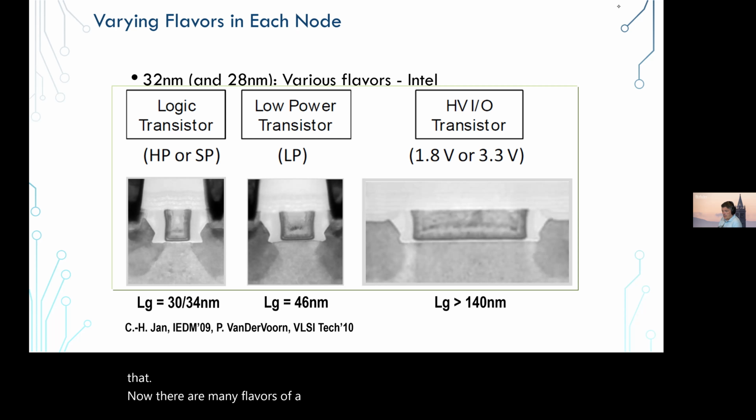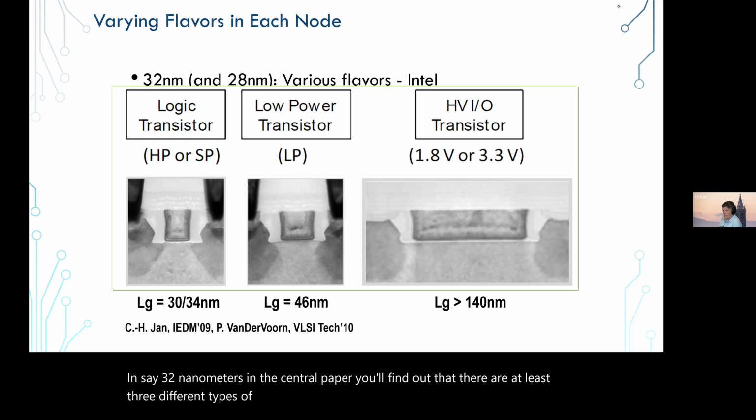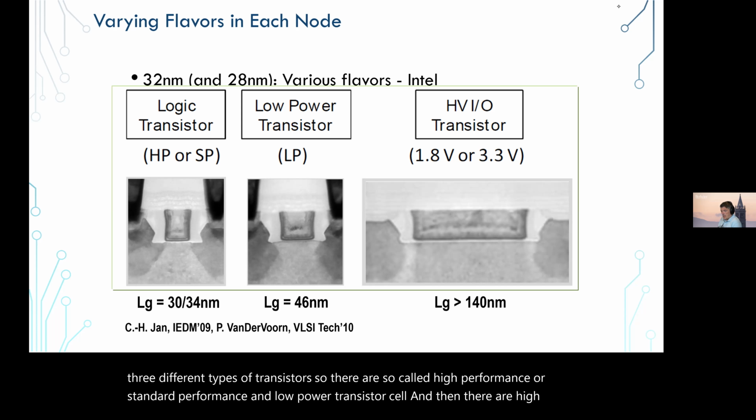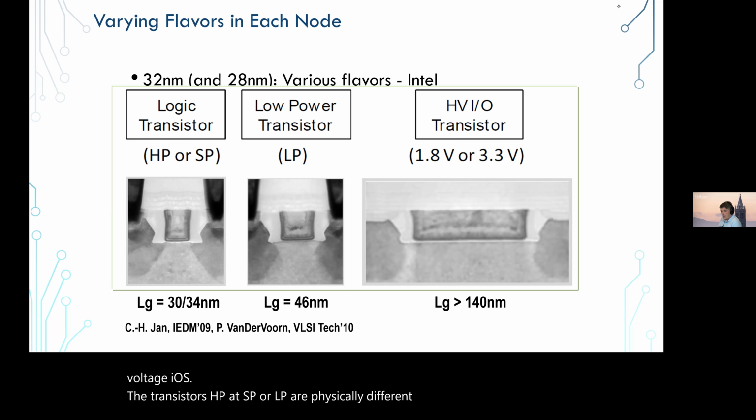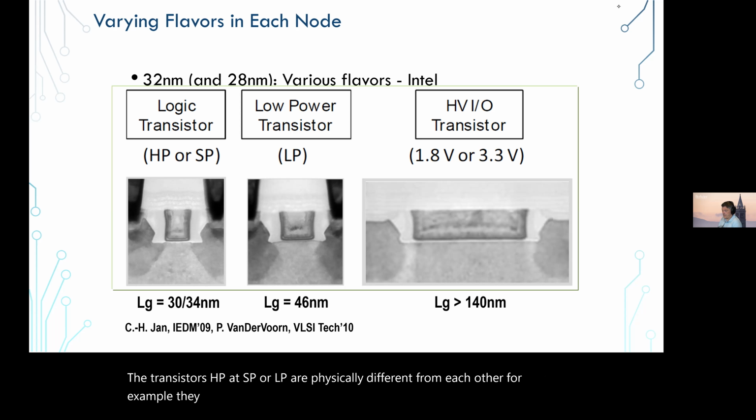So what we'll find out is that in, say, 32 nanometers, in this Intel paper, there are at least 3 different types of transistors. There are so-called high performance or standard performance, HP or SP, and low power transistors, LP. And then there are high voltage IOs. The transistors, HP, SP, or LP, are physically different from each other. For example, they have different gate length.